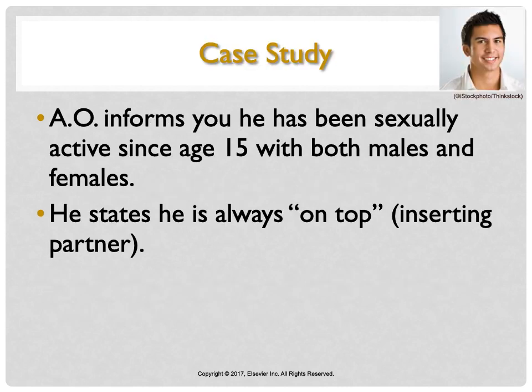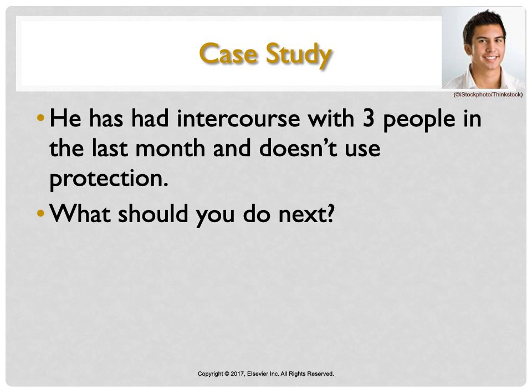So back to AO, he informs you that he has been sexually active since the age of 15 with both males and females. He states he's always on top, which means he's the inserting partner. He has had intercourse with 3 people in the last month and doesn't use protection. So what should you do next?